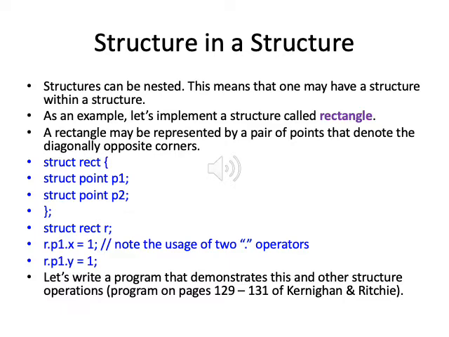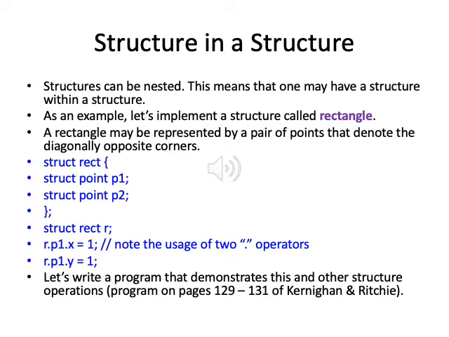So those would be the values of the diagonally opposite corners, diagonally opposite points, which means values for P1 and P2. So here in this piece of code, we are assigning just the values for a P1 point. So how do we assign? Now what we do is r dot p1 dot x is equal to 1 and r dot p1 dot y is equal to 1.